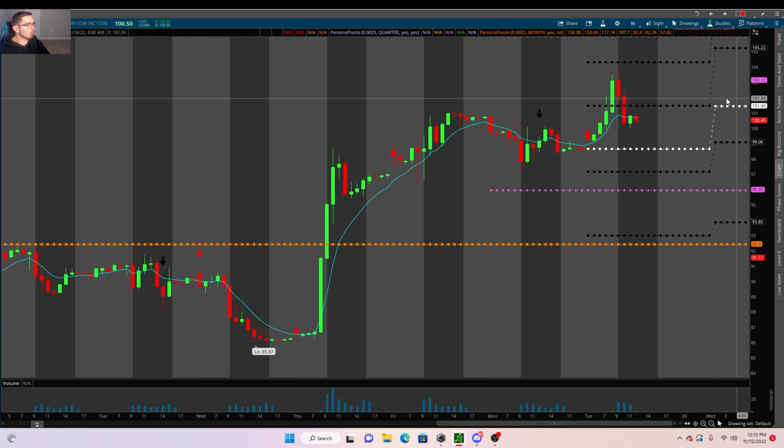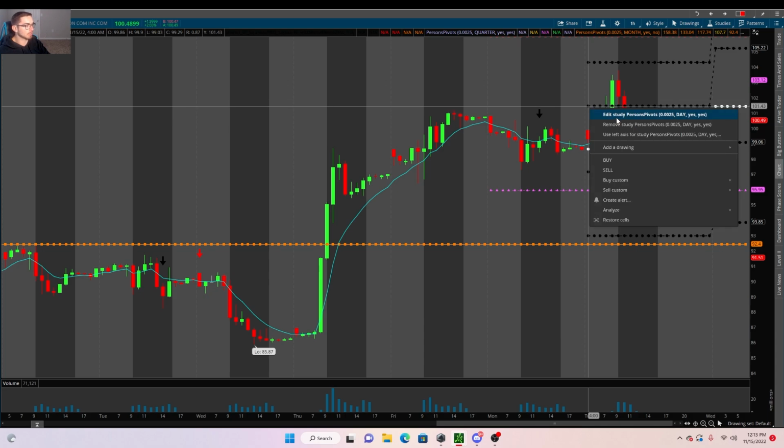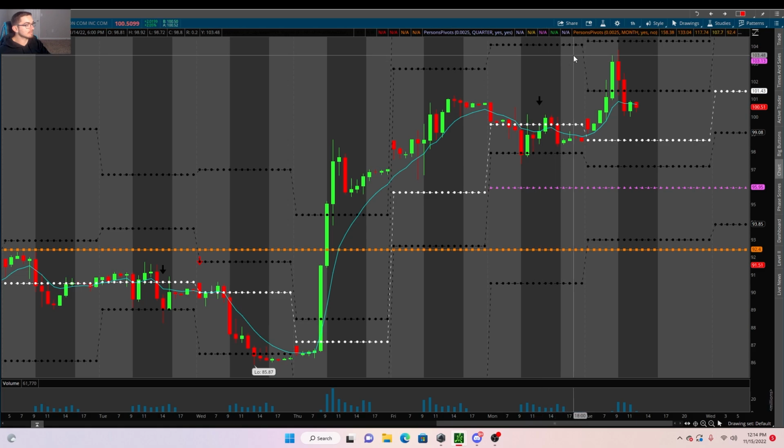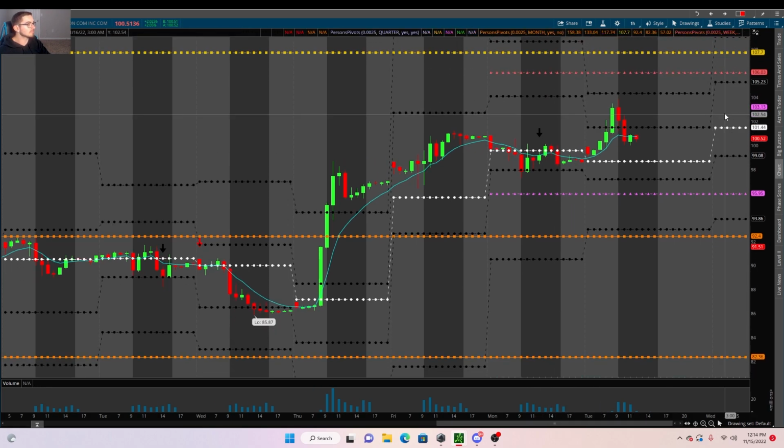Going with the Person's Pivots right here, for today, these were actually calculated yesterday as the market closed. If we put show only today off, you can see that these levels were already given yesterday going into the close, and you can see that it's already trying to calculate it going into tomorrow, but we're not going to know what those levels are until the market closes today for Amazon.